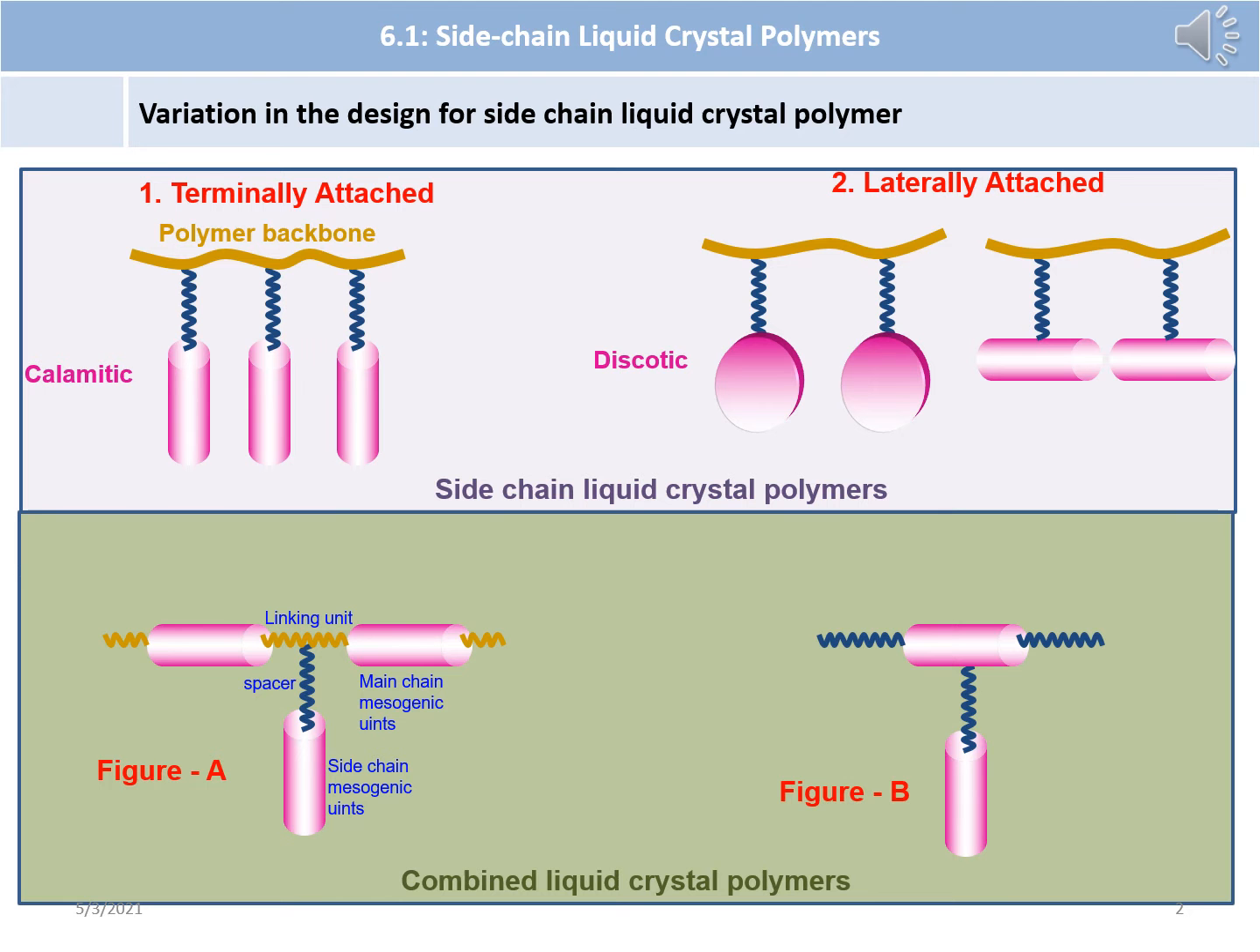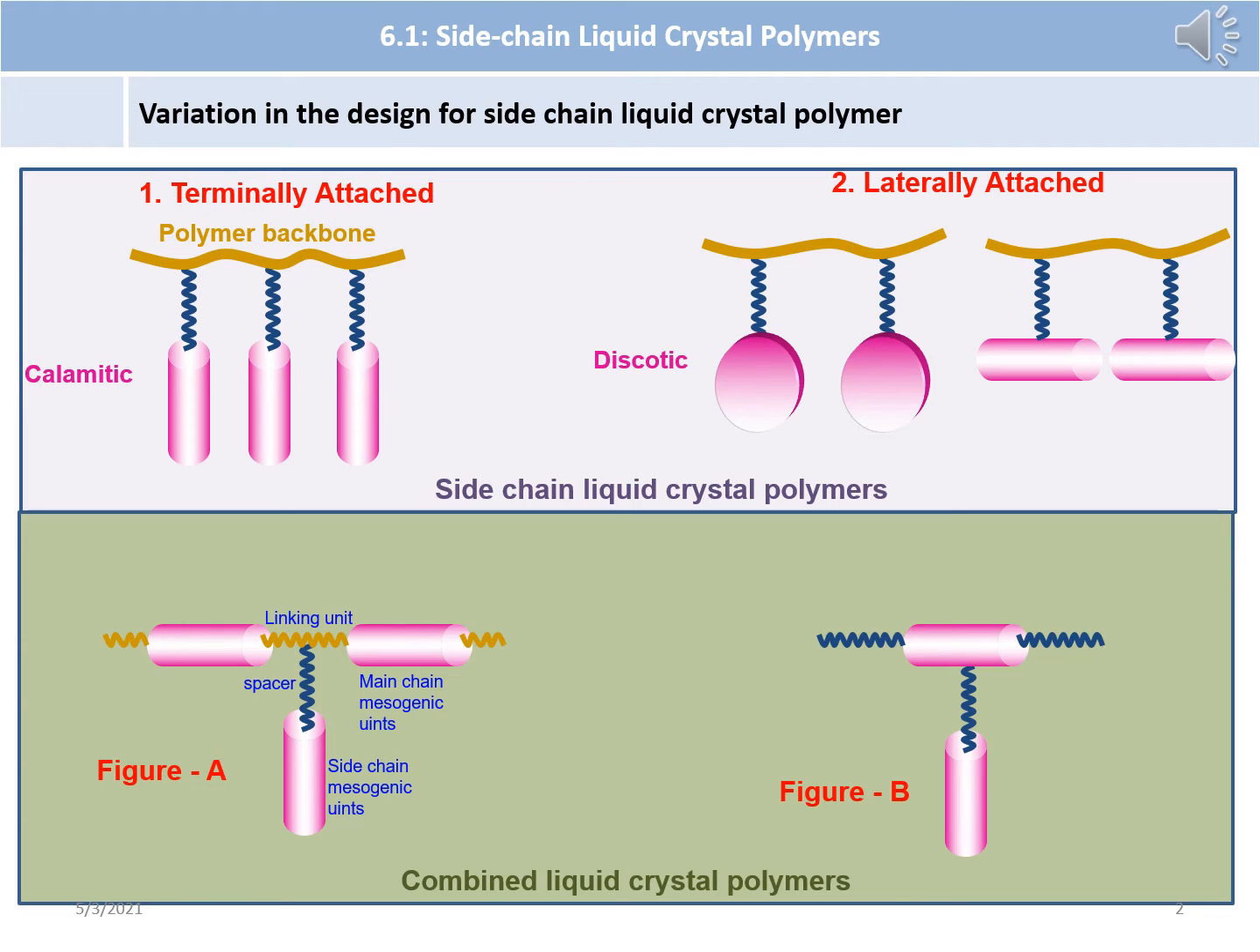There are various designs that have been identified for side chain liquid crystal polymer. The general template for side chain liquid crystal polymers is shown on top of the slide. The first is terminally attached, which means the end part of the mesogenic unit is attached to the spacer. The second is laterally attached, which means the side part of the mesogenic unit is attached to the spacer. The mesogenic group can be calamitic or discotic shaped.